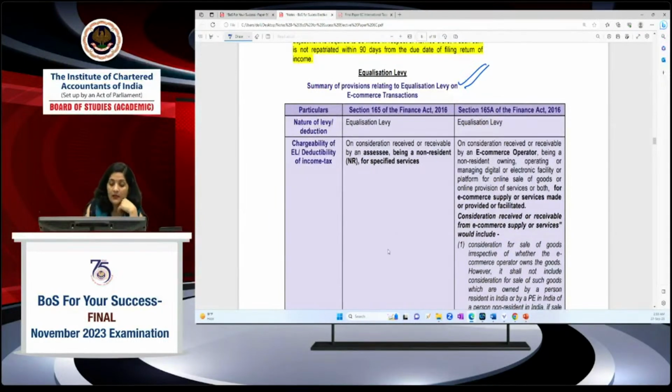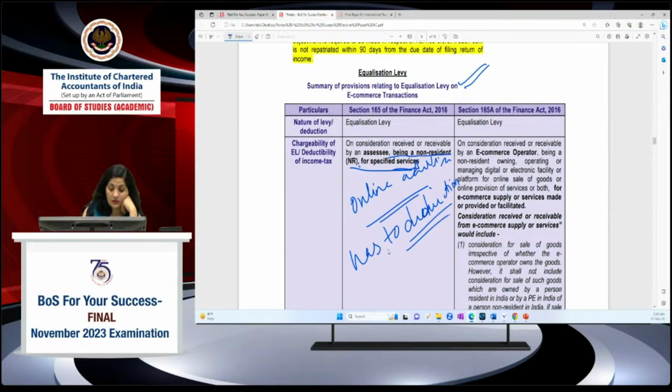Equalization levy ये कब लगता है? ऑनलाइन एडवर्टाइजमेंट मेनली. ठीक है. ऑन कंसिडरेशन रिसीव्ड बाय द असेसी बीइंग अ नॉन रेजिडेंट, फॉर स्पेसिफाइड सर्विसेज. यहां पे the person who is paying the consideration has to deduct. यहां पे डिडक्शन है, at the rate 6%. He himself has to deduct it. Whereas here it is the person who is getting the income who has to pay at the rate 2%, provided the conditions are satisfied.